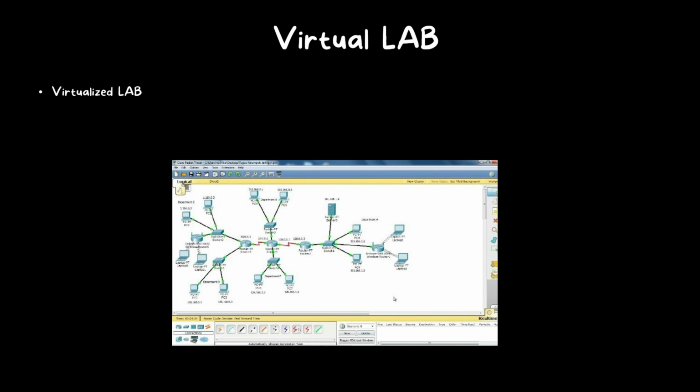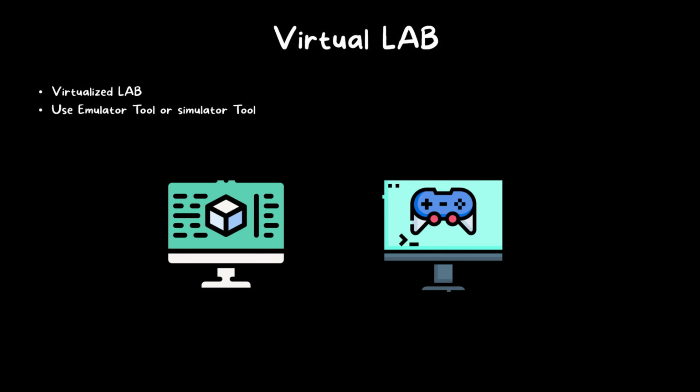Now let's discuss the virtual lab. Virtual lab means a virtualized lab. That means there is no physical hardware available, and instead we are virtualizing that hardware into software. There are many applications available in the market to virtualize the real behavior of Cisco switches and routers. Not only Cisco, all other manufacturers we can mimic using the virtualized lab. The virtual lab uses an emulator tool or simulator tool.